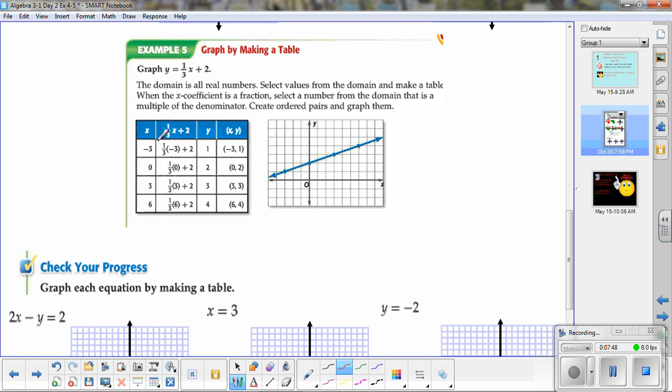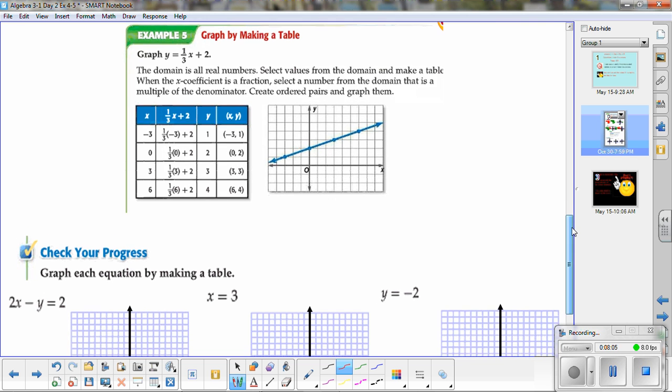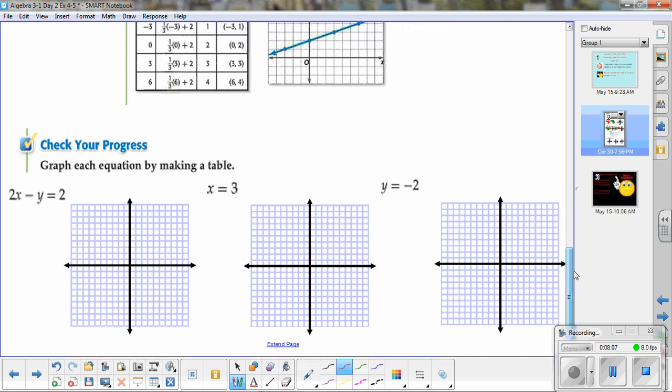So they plug in -3 and they get 1, plug in 0 and get 2, plug in 3 and get 3, plug in 6 and get 4. Go ahead and plot all those points and they should be in a straight line. If it's not in a straight line, you made a mistake somewhere in your table. Let's go ahead and try these examples now.